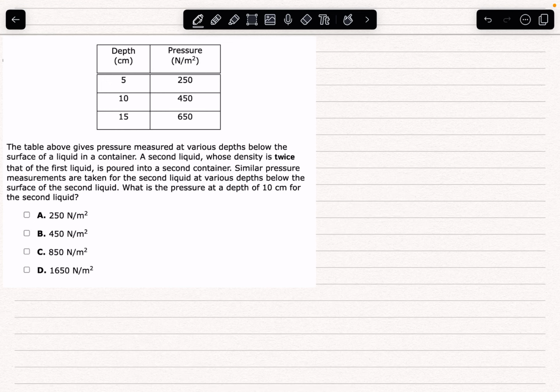Today let's do another challenging problem. So the problem reads, you have a table that tells you depth and pressure. And then the question stem reads, the table above gives pressure measured at various depths below the surface of a liquid in a container. A second liquid whose density is twice that of the first liquid is poured into a second container. Similar pressure measurements are taken for the second liquid at various depths below the surface of the second liquid. What is the pressure at a depth of 10 centimeter for the second liquid?